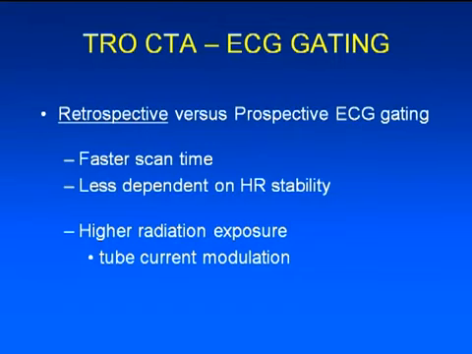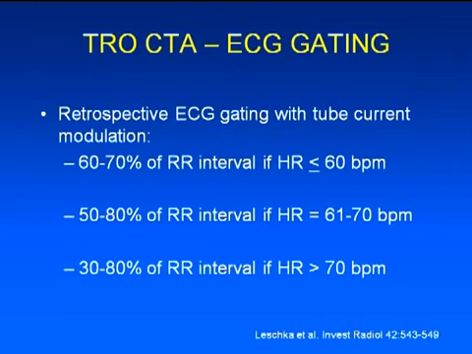but as you all know, it leads to a much higher radiation exposure, so if you use retrospective gating, you have to use tube current modulation or some sort of technology to decrease the radiation. How tube current modulation works depends very much on the heart rate. If you have a low heart rate, 60 or less, you should be able to use the full dose only in 60 to 70% of the RR interval. But the moment the patient's heart rate goes up, you increase that high-dose period, and if it's more than 70, it's almost the entire RR interval anyway, so the radiation is going to go up. That's why it's important to beta block the patient if you can, of course.